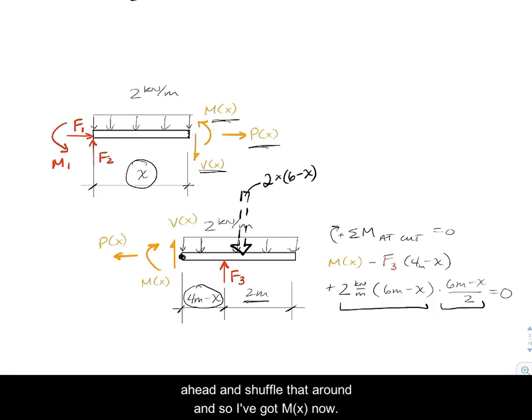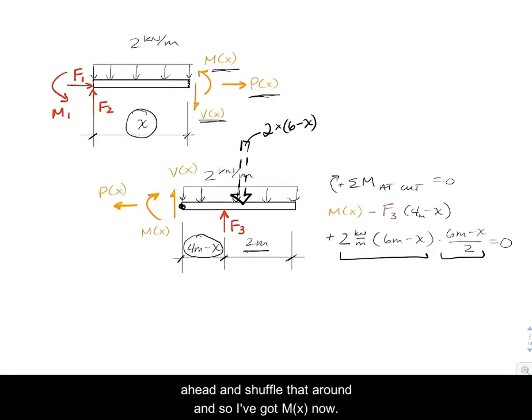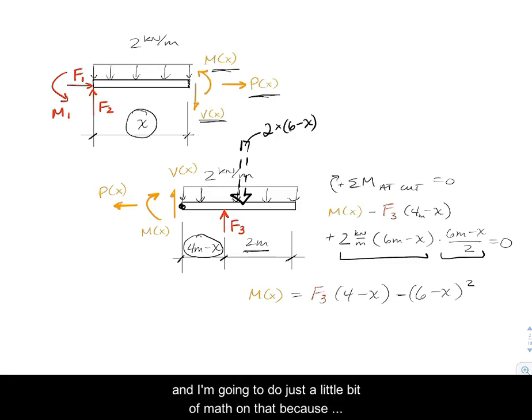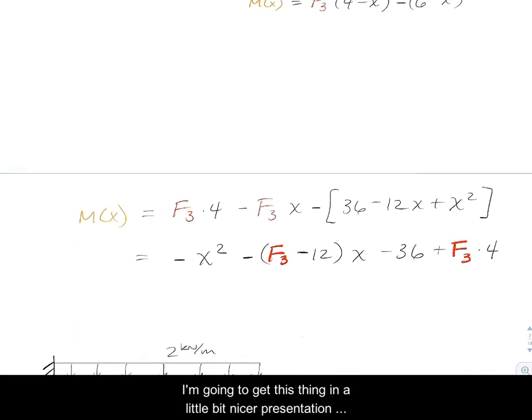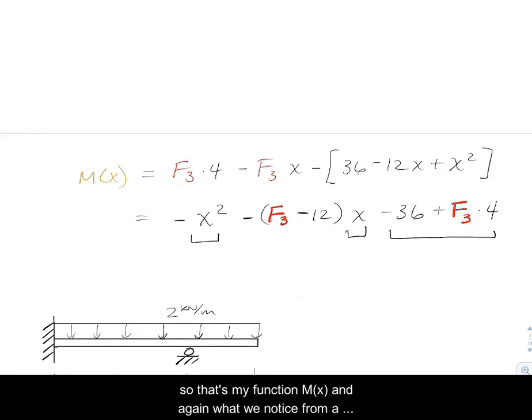And so now I'm just going to go ahead and shuffle that around. And so I've got m of x now. I'm going to do just a little bit of math on that because I'm going to get this thing in a little bit nicer presentation here. So I'm going to have all my x squared terms, my x term, and then all my constant terms. So that's my function m of x.